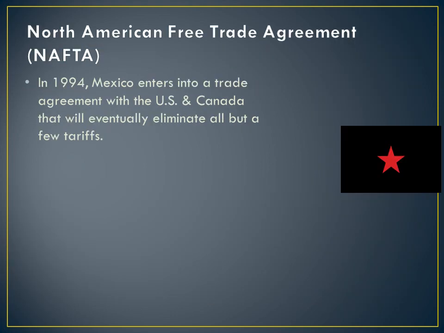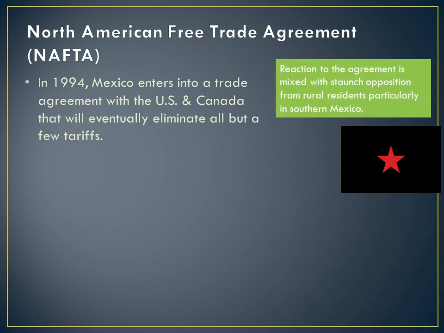With its economy completely stagnant by the early 1990s, the Mexican state entered into a trade agreement with its North American neighbors, the United States and Canada, in 1994, known as the North American Free Trade Agreement, or NAFTA. The goal of this policy was to gradually reduce and eventually eliminate tariffs between these three trading countries. There was mixed reaction within the Mexican people about the entrance of this agreement, with particularly rural residents in southern Mexico being outraged, believing that Mexico would not be able to compete with the goods produced in the United States.